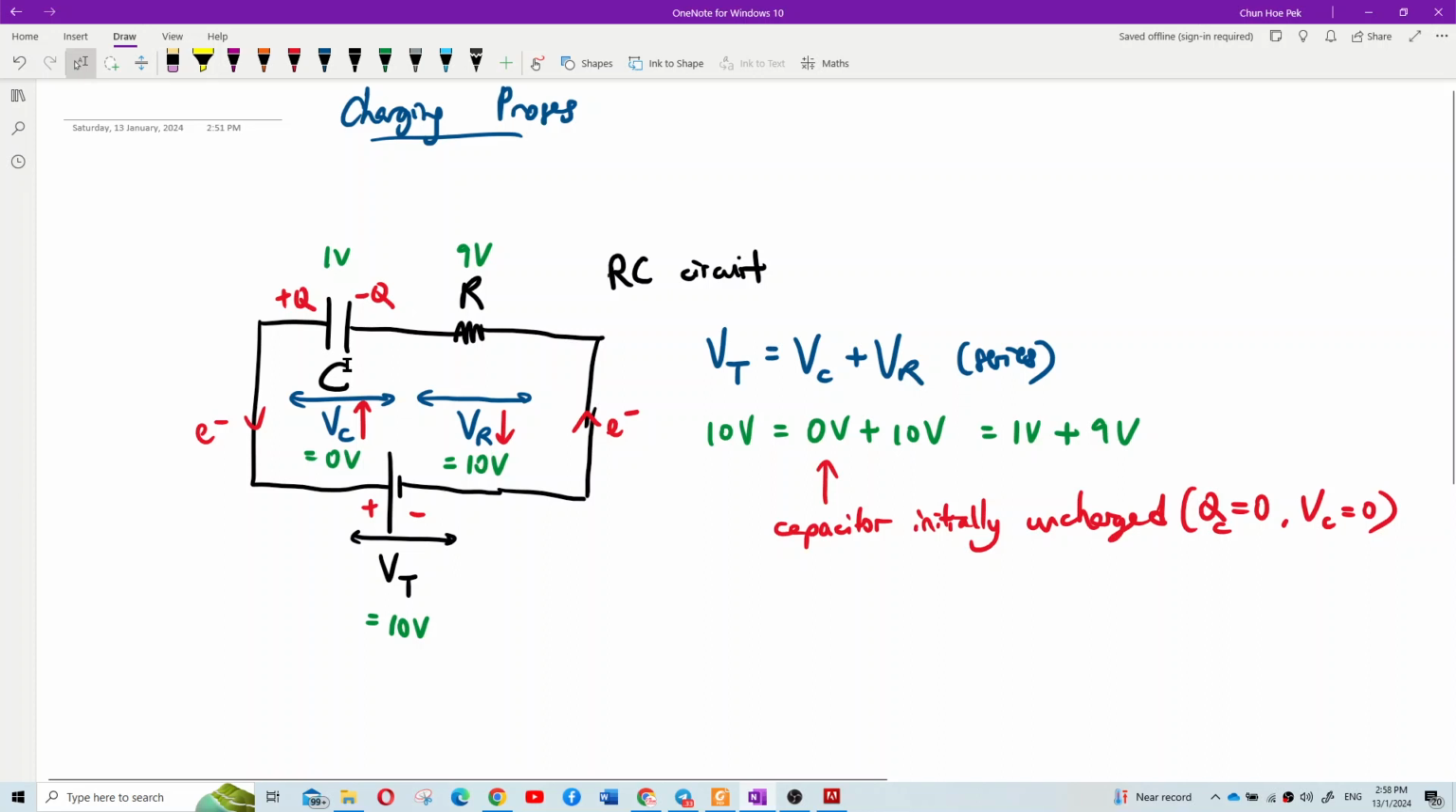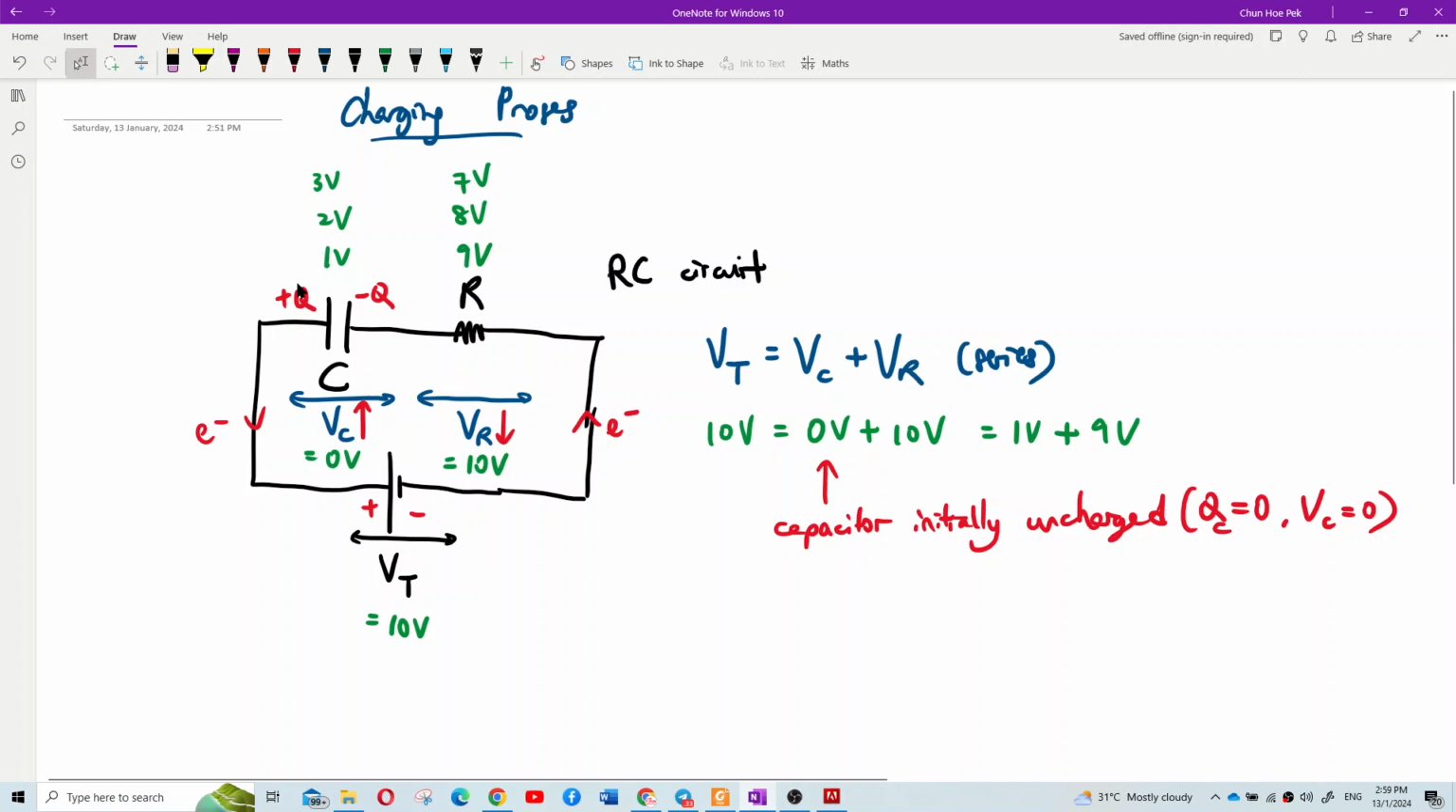And then let's say the capacitor charged to 2 volt. What happened to the resistor? It dropped to 8 volt. This one charged to 3 volt, this one becomes 7 volt. The total, 3 plus 7, must still be equal to 10. Understand? So this one starts to drop and this one starts to increase.